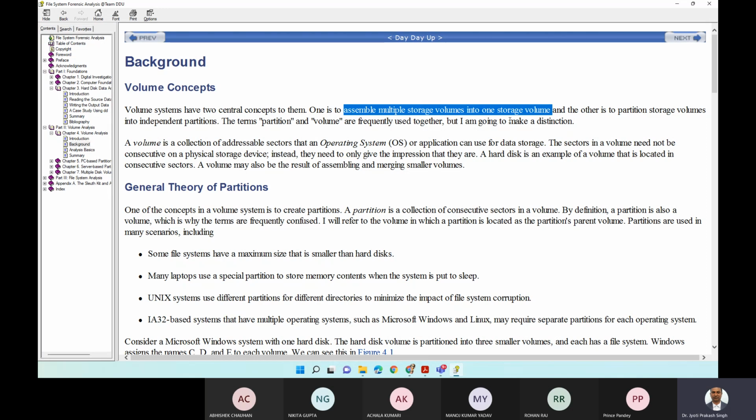So one is to assemble multiple storage devices, physical devices, into one logical storage volume, and the other is to partition storage volumes into independent partitions. So the volume works as a two-fold concept. One is we have a bigger hard disk and we want to partition it. For personal computers, we want to partition them and give them a logical view that they are independent. The other is we have so many hard disks, and we want to make them look like a single unit. For these two cases, we use the volume. People also use the term partition instead of volume in certain cases.